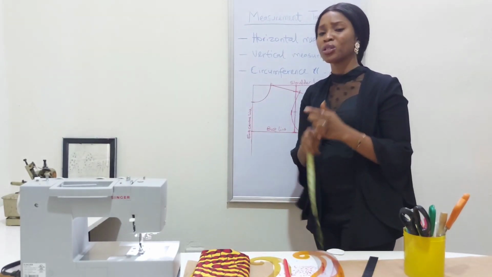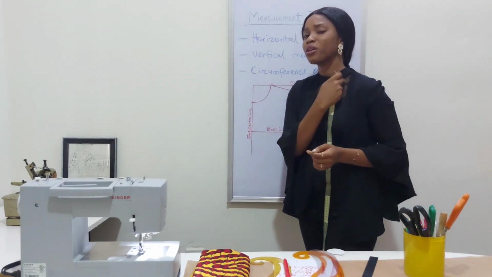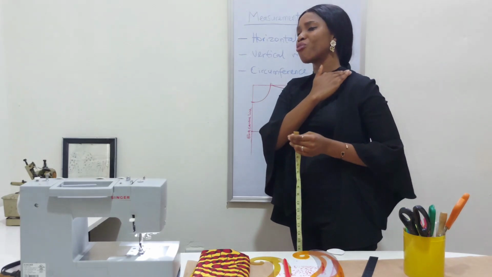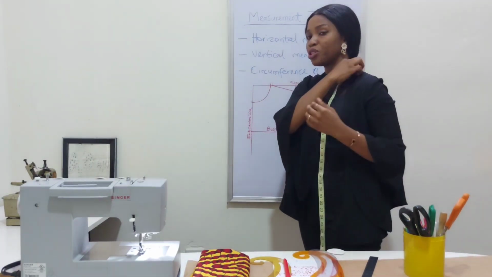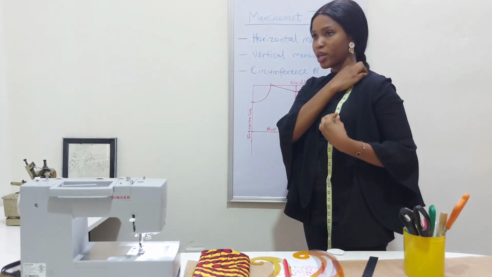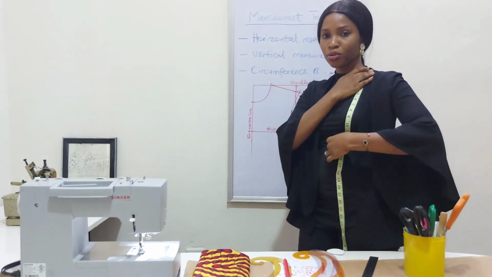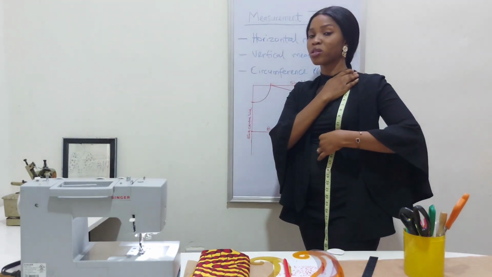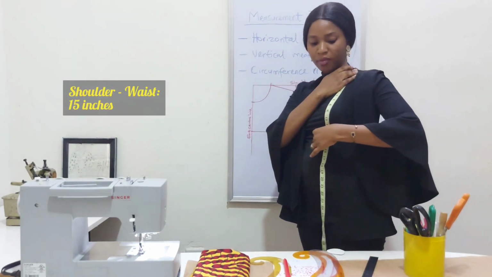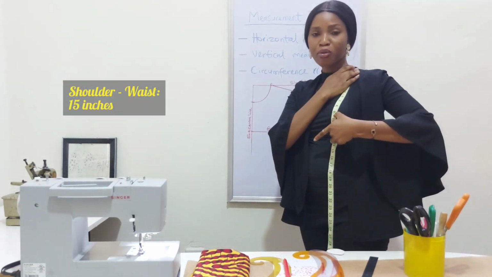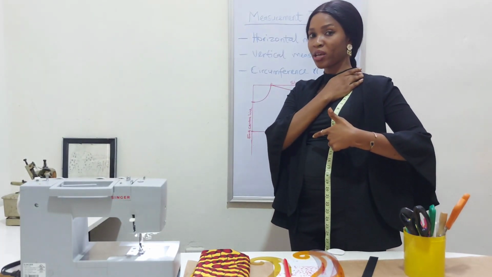Please, when you're putting your tape on the shoulder, don't go in too much and don't come down too much. Just make sure it's right at the bridge of the shoulder. So I'm placing my tape at the bridge of my shoulder. Okay, so I can feel it, and I'm going down. I want to know the length of my waist from my shoulder. So this is it. My bust point is 9.5, but I don't need that for this bodice, so I'm not going to be working with that measurement.